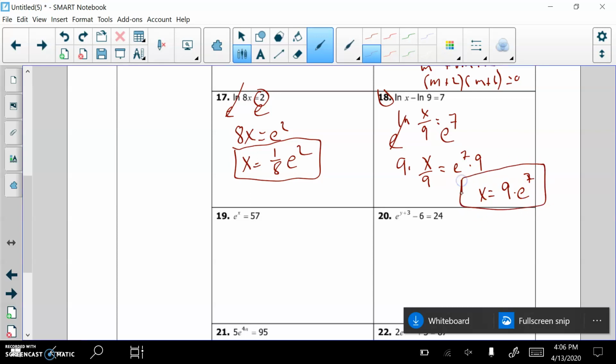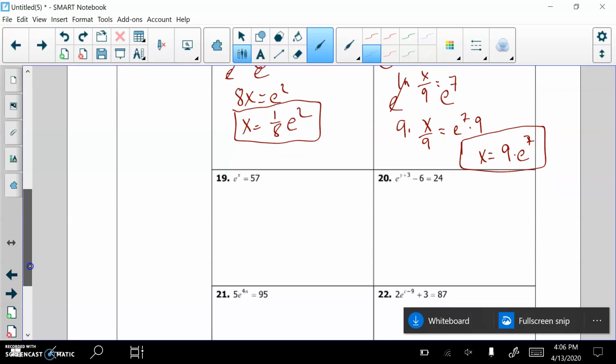You do e to the 7th first and then times 9 if you're having to do small steps on the calculator on your phone.